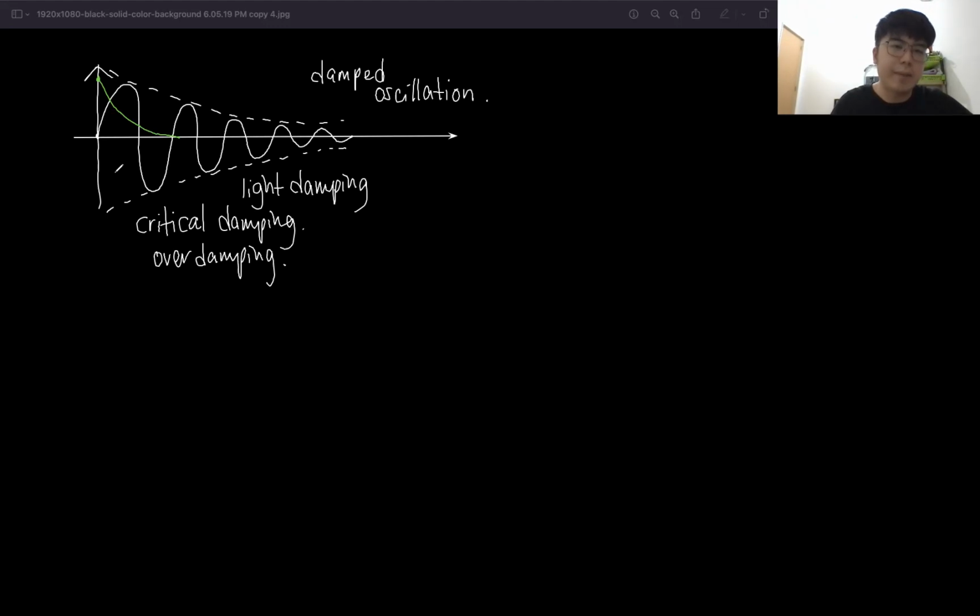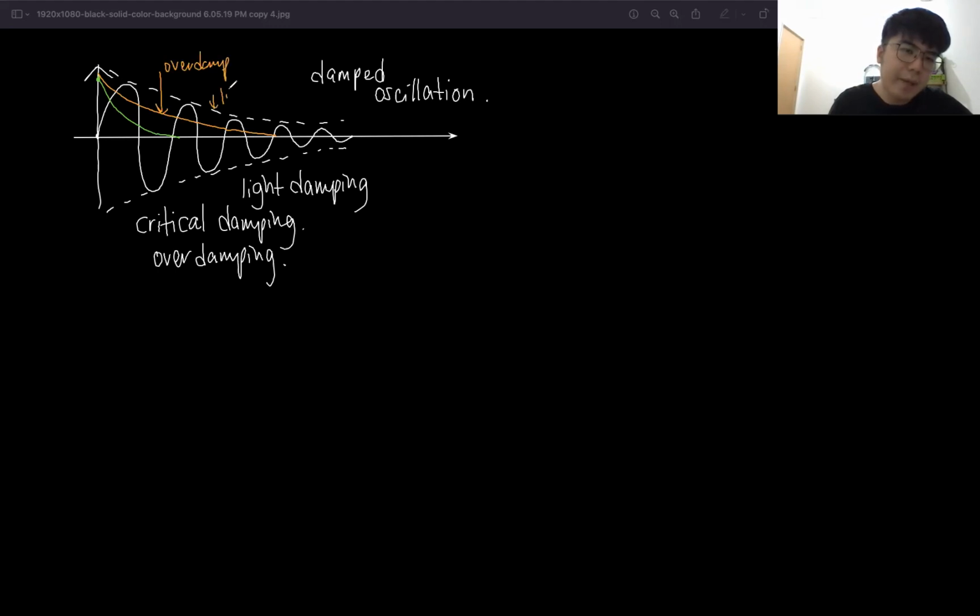So this is critical damping, and actually you have more than that. You have another one that is stretched out longer. What's the difference between this one? It's just that this one happens over a longer period. Okay, so this is like overdamped.